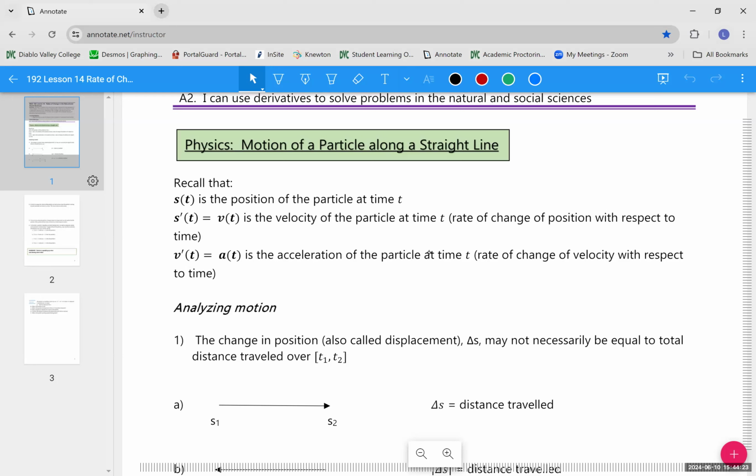So just to remind you, we have pointed this out in a previous lesson, but we've talked about the position function being s of t, whose derivative is velocity, and whose second derivative, or the derivative of velocity, is acceleration. So velocity is the instantaneous rate of change of position, and acceleration is the instantaneous rate of change of velocity.